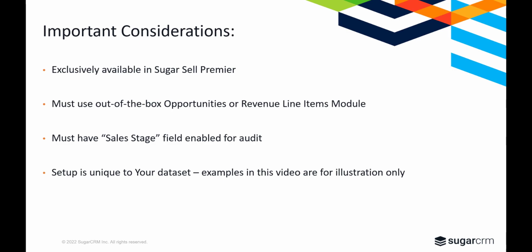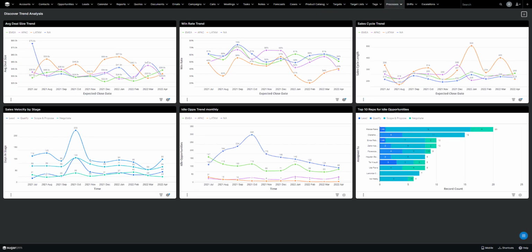With that being said, let's take a look at our first dashboard, the Trend Analysis Dashboard. This dashboard shows how your revenue, conversion, and velocity metrics are trending over time and highlights any Sugar opportunities or revenue line items that have stalled in the sales process. It contains 6 dashlets, each focused on key metrics that enable sales leaders and executives to track emerging trends and identify opportunities to improve sales velocity.